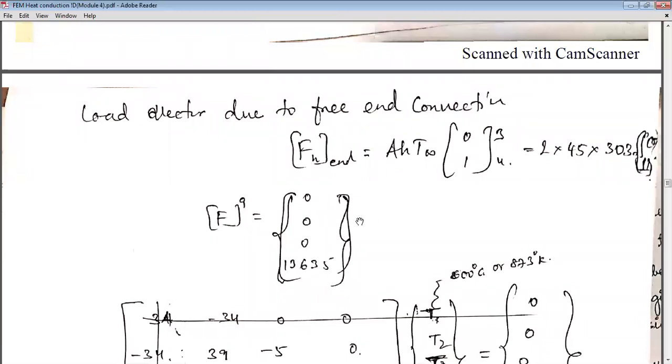Why is it so? Because you have 4 nodes. So 1, 2, 3, 4. At the fourth node, you will have this 13635. You have to multiply this. Multiply this and you get this number, and you have written it for the entire problem. So obviously 0, 0, 0 is a vector, okay, nodal vector.